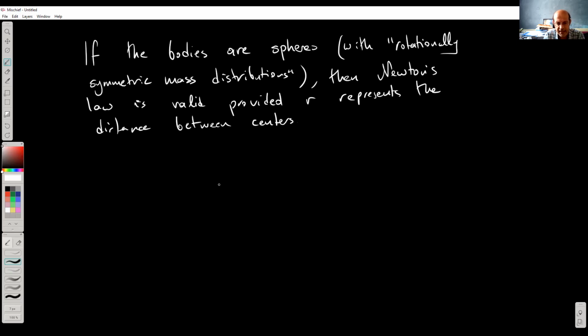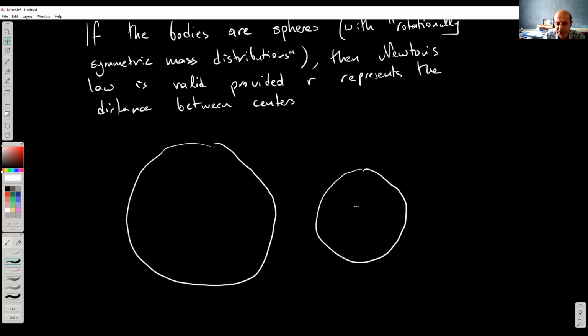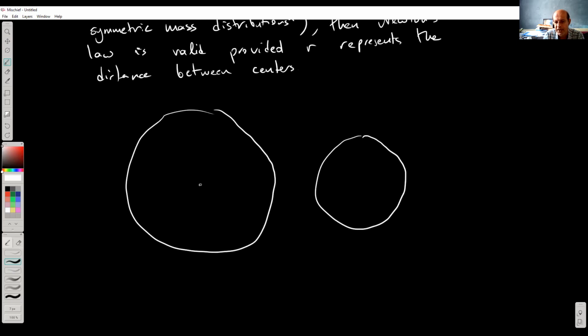Okay, so that's basically the problem that Newton solved. If I have two spherical objects with certain mass distributions, where the mass is distributed in such a way that the distribution is rotationally symmetric. That essentially means that if I rotate the sphere, I still get the same distribution, okay?